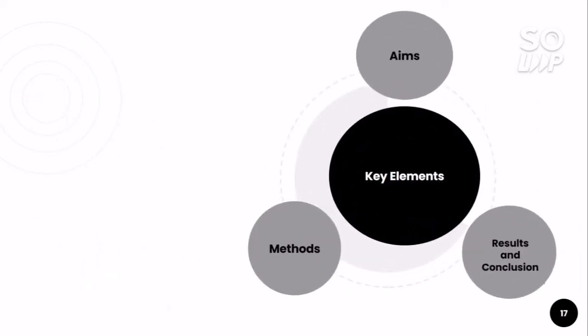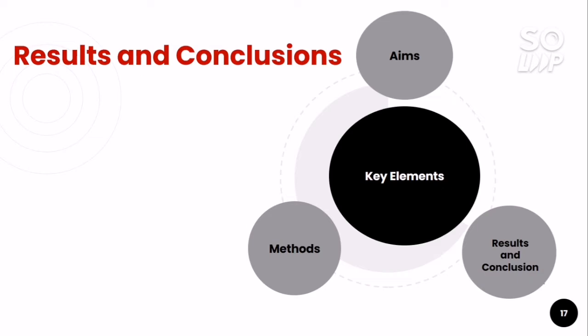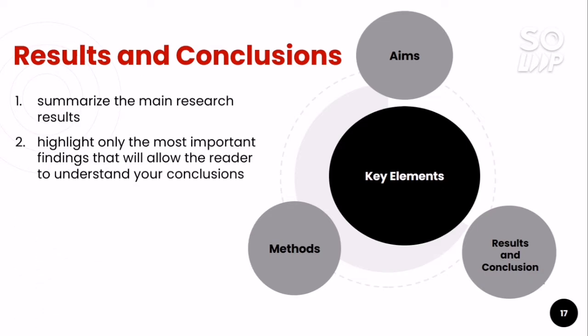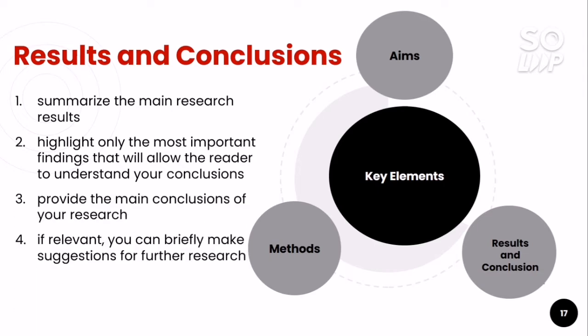Third, we have the results and conclusions. First, summarize the main research results. Second, highlight only the most important findings that will allow the reader to understand your conclusions. Third, provide the main conclusions of your research. Fourth, if relevant, you can briefly make suggestions for further research.